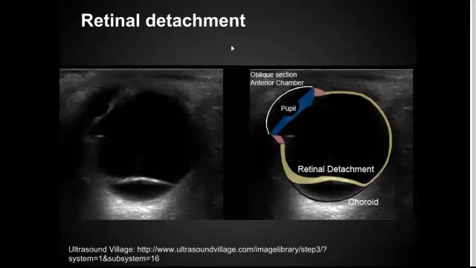Another really great use for ocular ultrasound is in vision changes, looking for retinal detachment. So here's a great example. You can see this very well defined. That's the retina coming off.